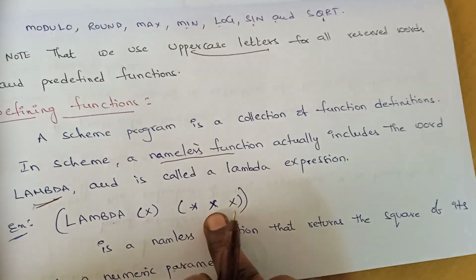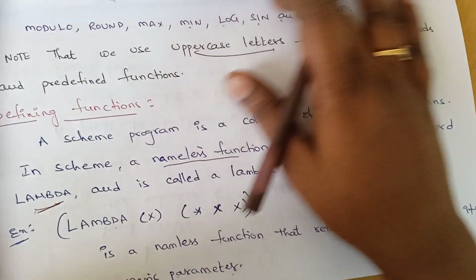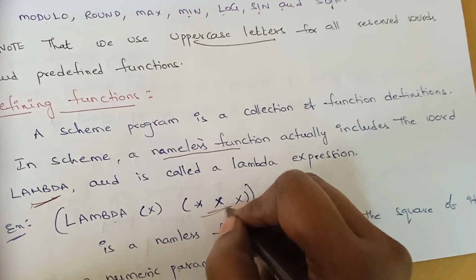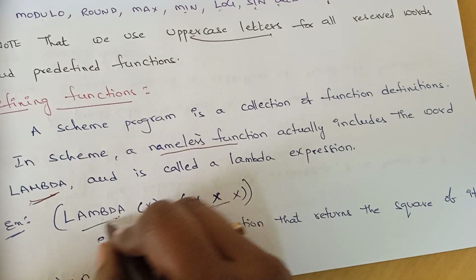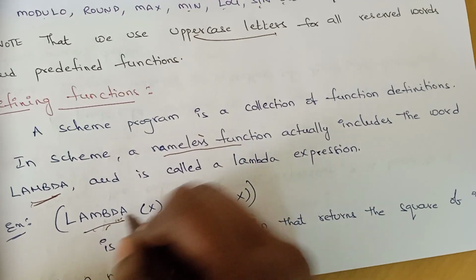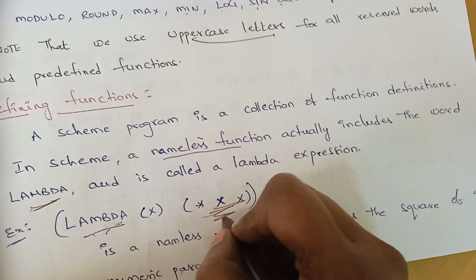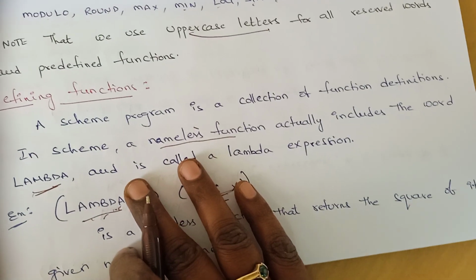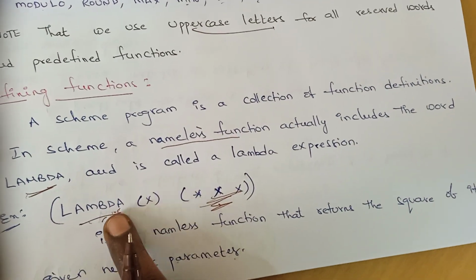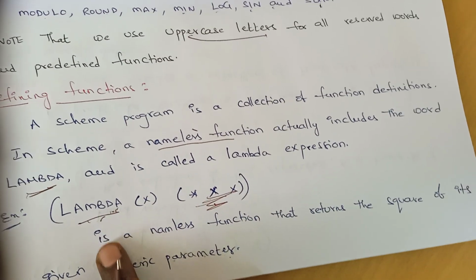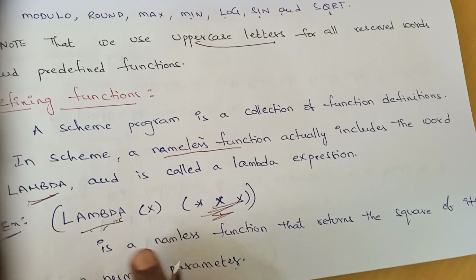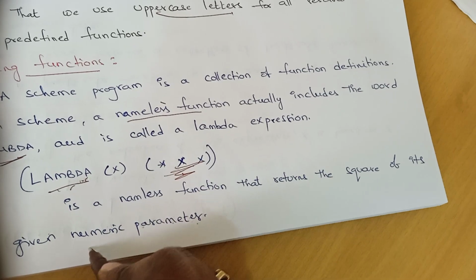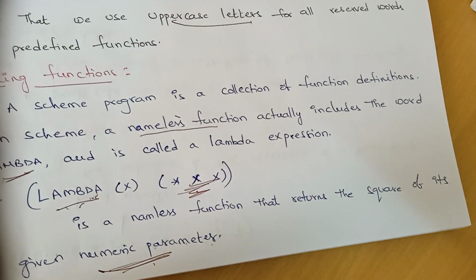We'll be performing the square of a number. That's what we will be understanding here. If I don't know the function name, I can take it as lambda. If I know the function name, what I am going to perform, you can take it as square. Anything is okay. Nameless functions are given as lambda. So the above lambda is a nameless function that returns the square of its given numeric parameter.